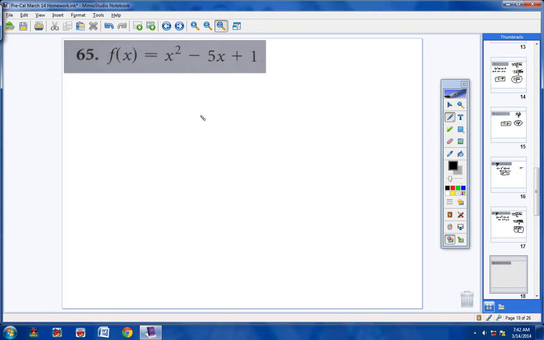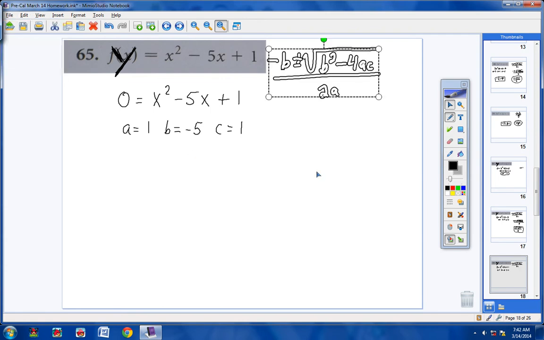Okay, and then lastly, number 65, they want us to find the zeros of this function, which means I'm looking for the x-intercepts. So in order to find x-intercepts, I'm going to put 0 where y is. So 0 equals x squared minus 5x plus 1. You cannot factor that. There's no way. So I'm going to very quickly use the quadratic formula. I'm allowed to do that because this is definitely a quadratic equation, okay? And here we go.